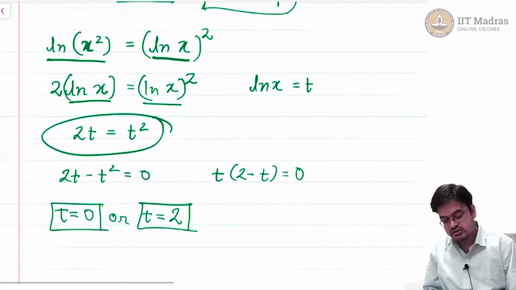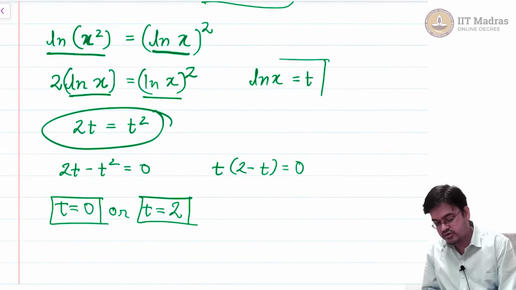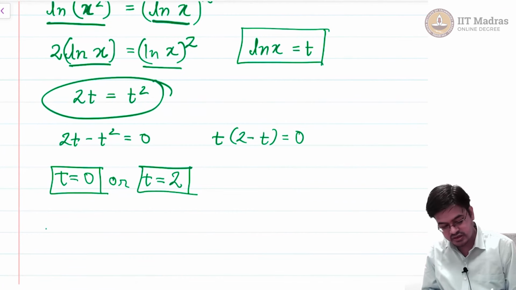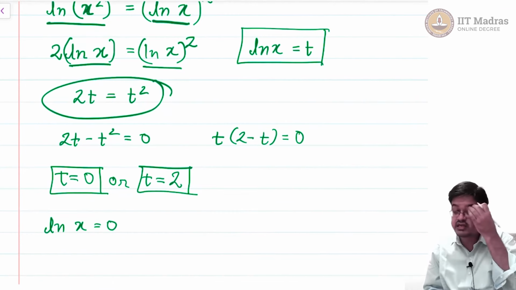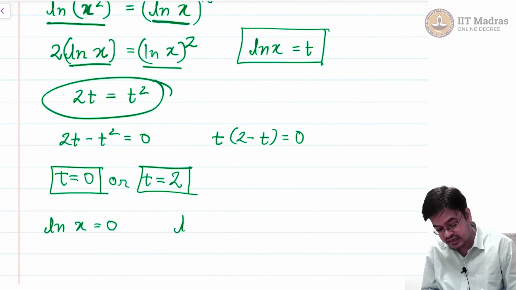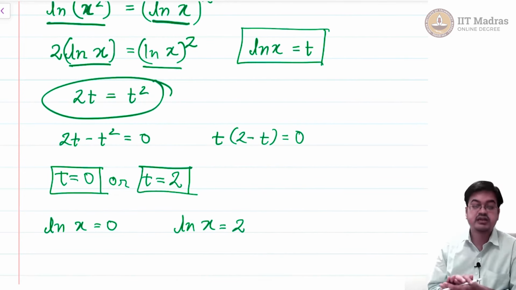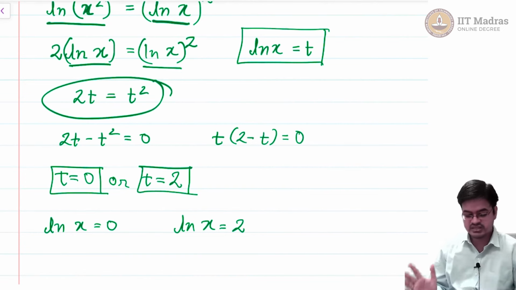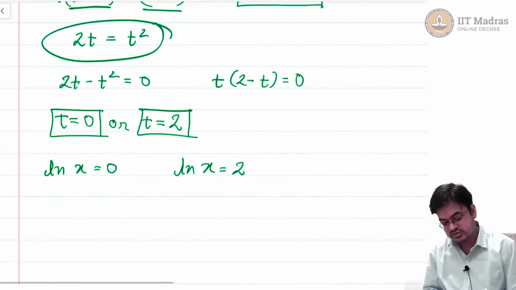Okay, so now, but what is t? According to our substitution, it is ln of x. So that means I am saying ln of x is equal to 0. When is ln of x 0? And ln of x is equal to 2. So when is ln of x equal to 2? Right? So these are the two questions that we have asked. So let's say or.